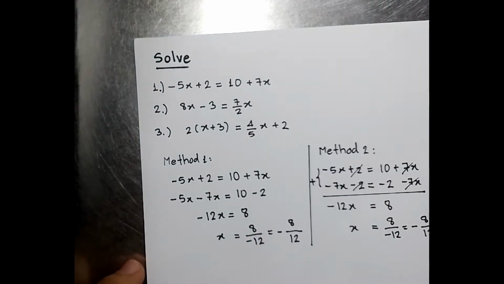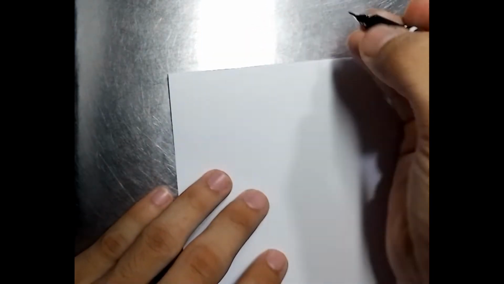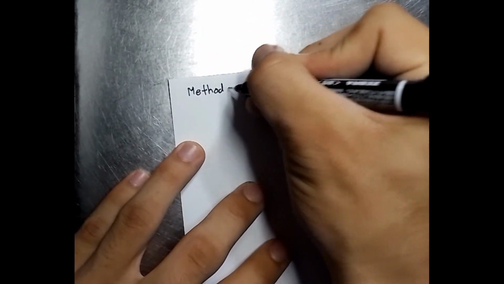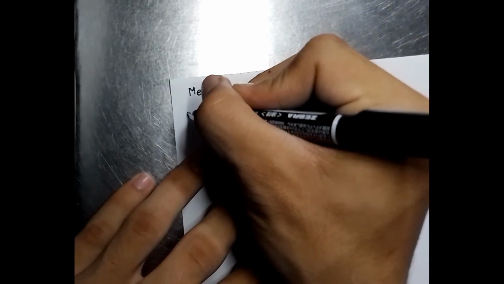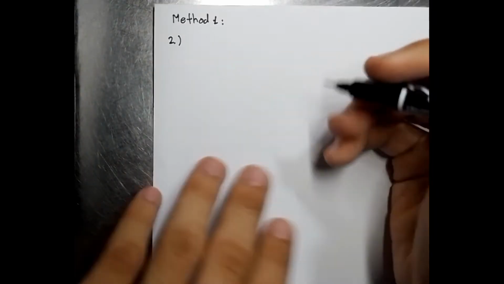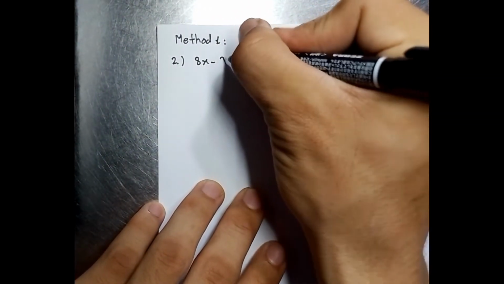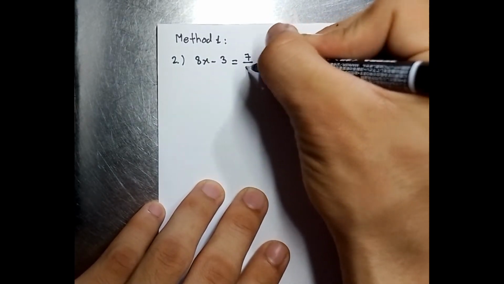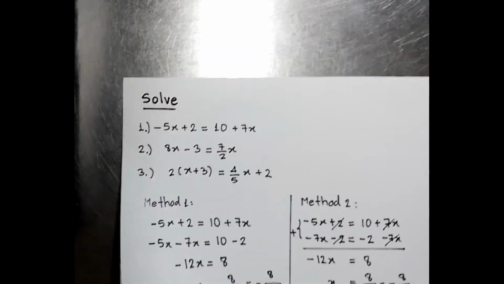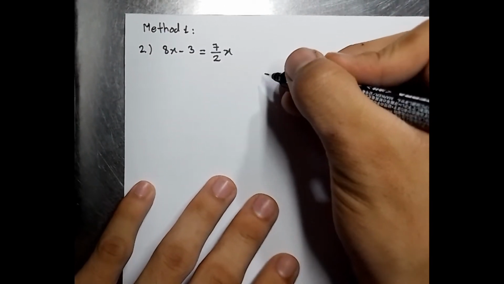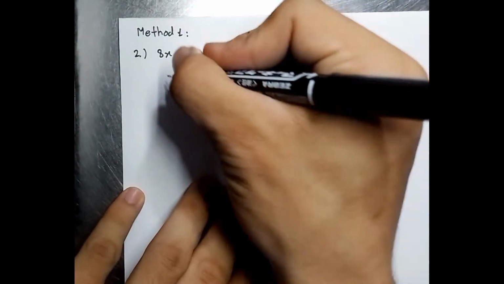Let's move on to the second one. For exercise number 2, I will write this equation one more time. We have 8x minus 3 equals 7 over 2x. For the first method, we throw to the left and then to the right.